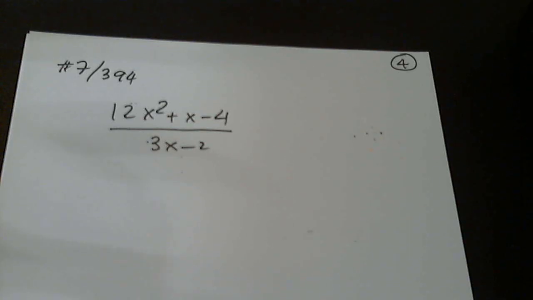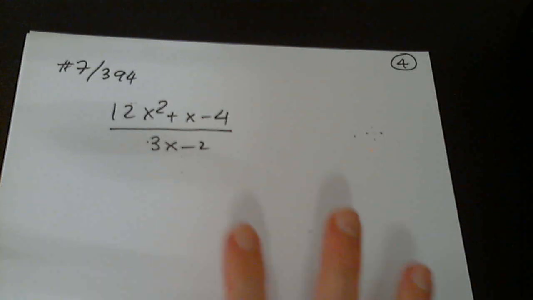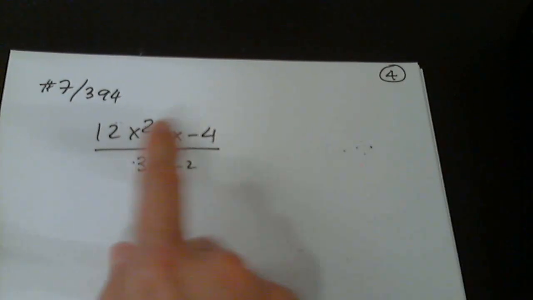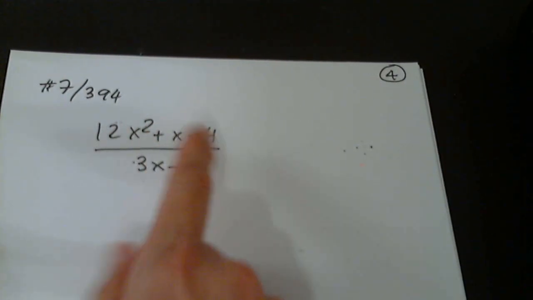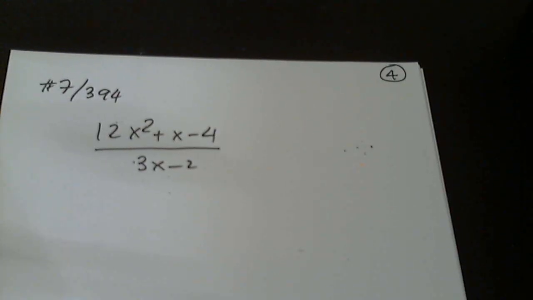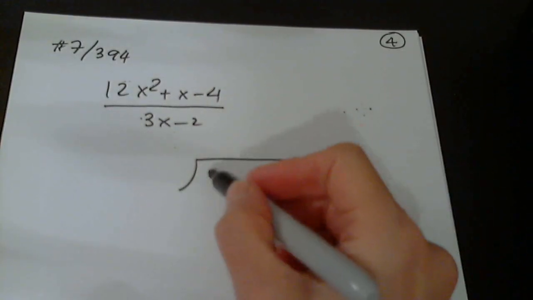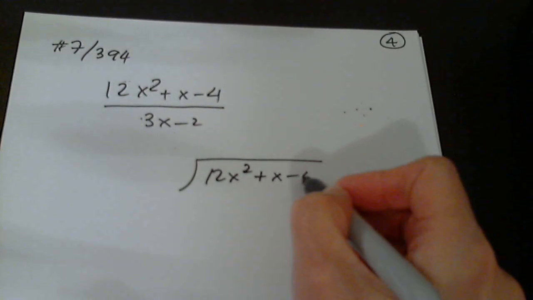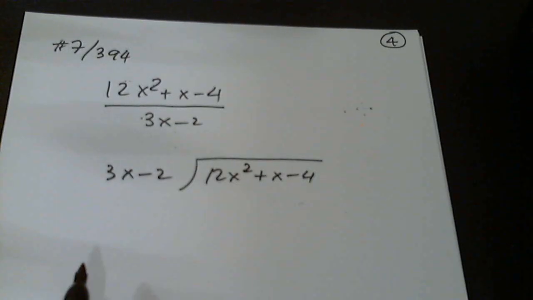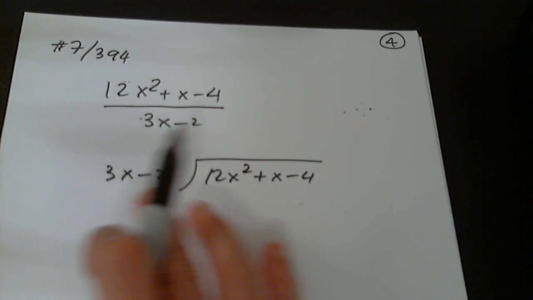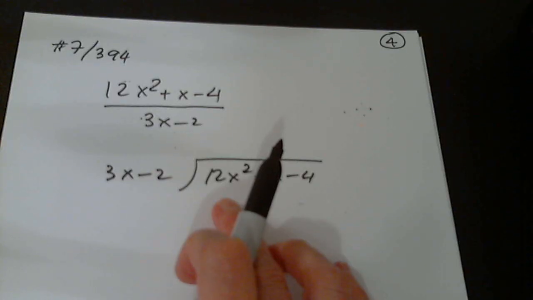They're both in descending order. No missing term from the top. I see degree 2. I see degree 1. And I see degree 0. I can start the algorithm. Put it in the format and start asking questions. So 12x squared plus x minus 4, 3x minus 2. 3x times what is 12x squared?